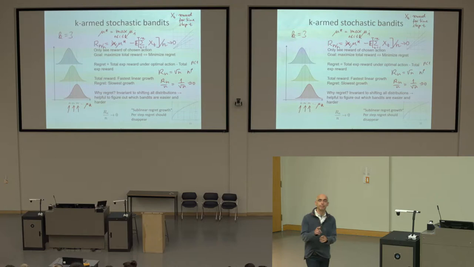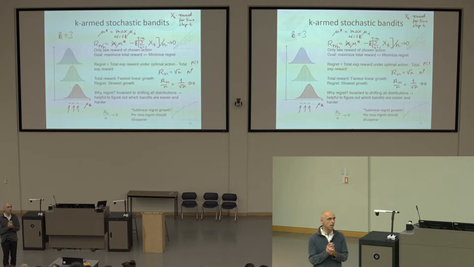So n is the number of tries. How do we determine it? Sometimes you know ahead of time how many patients you're going to see. Sometimes it's just that, as a function of n, you want Rn divided by n to converge to zero as fast as possible.